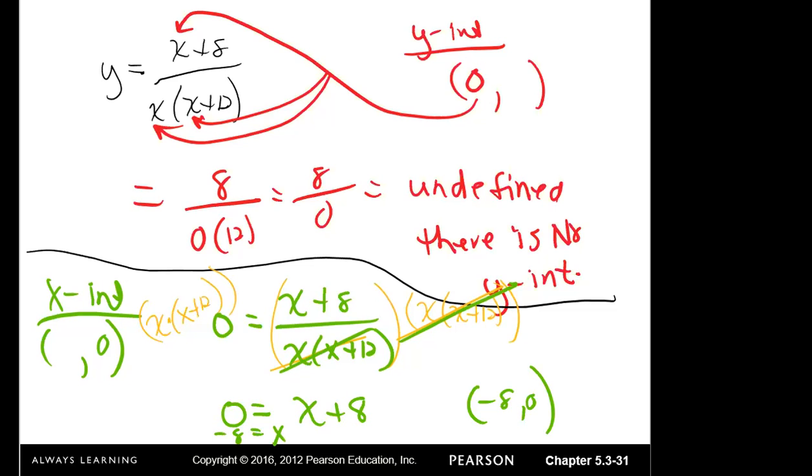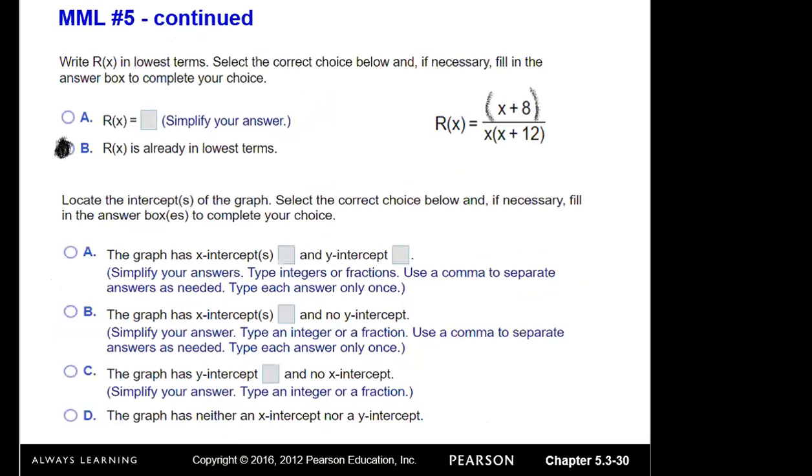So I'm going to go back to the slide and pick out the correct choice. The graph has no y-intercept, so it's B. The graph has an x-intercept. Let's see. Simplify your answer, type an integer or a fraction, use a comma to separate answers as needed, type each answer only once. Okay. The graph has x-intercepts of negative 8 and no y-intercept. Surprised they didn't ask me to type it as an ordered pair, but they didn't.